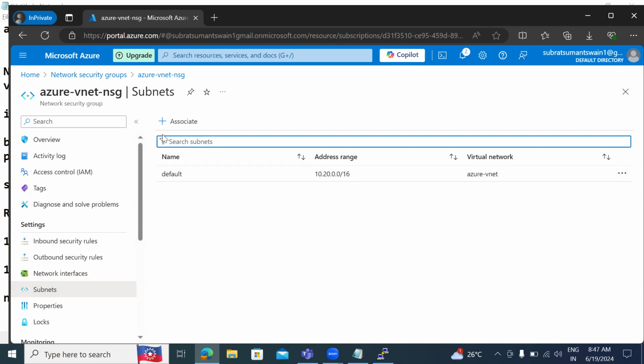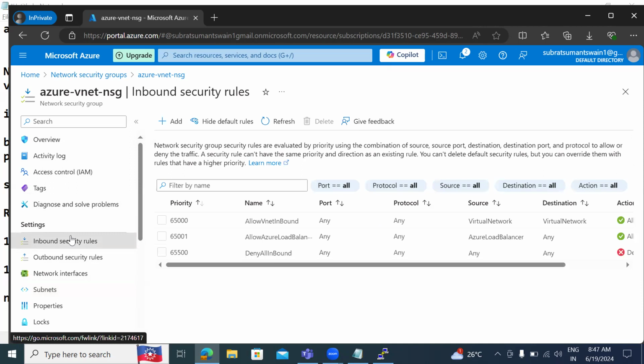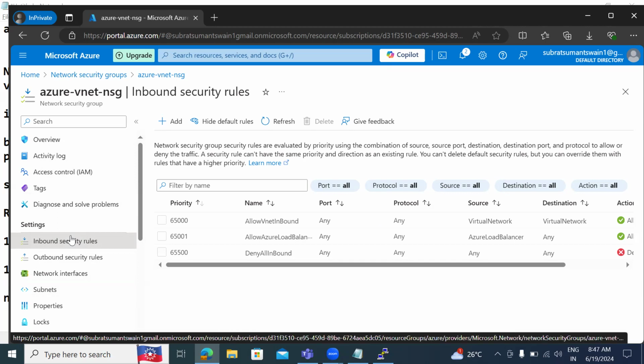Inbound means what IPs will communicate inside, the traffic entry and exit kind of thing. Entry means the communication is coming to the subnet. Outbound is the traffic going from the subnet to outside. Inside, what traffic is coming is the inbound rule. From the VM or from the subnet to outside, what traffic is going is the outbound rule.